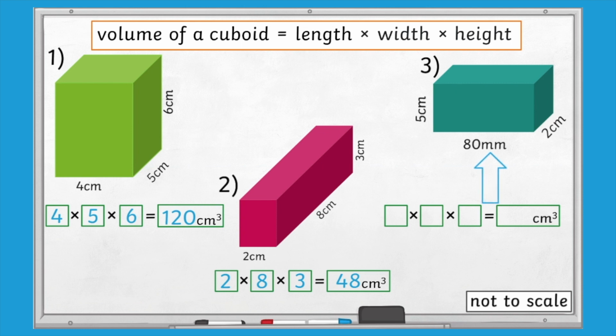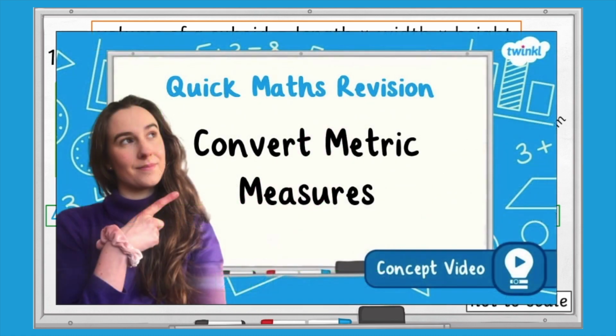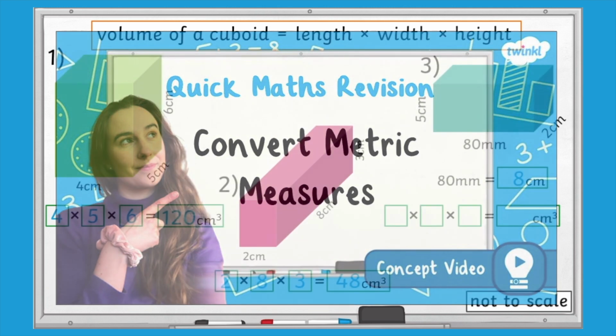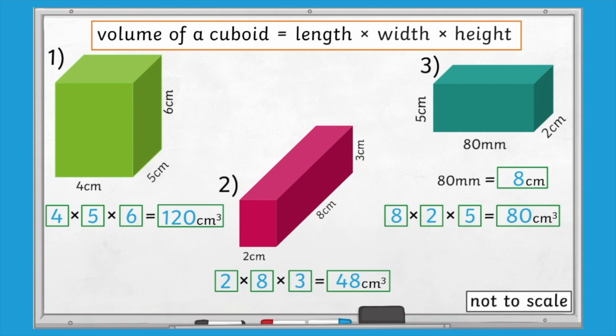This cuboid has one side length in millimetres and the other two in centimetres. We need to convert the side lengths so they're all the same unit of length. We can convert 80 millimetres to centimetres by dividing 80 by 10. 80 millimetres equals 8 centimetres. If you'd like to learn more about converting units of measurement, you can check out our Convert Metric Measures video on the Twinkl website. Now we can use a formula to calculate the volume. 8 multiplied by 2 multiplied by 5 equals 80 cubic centimetres.